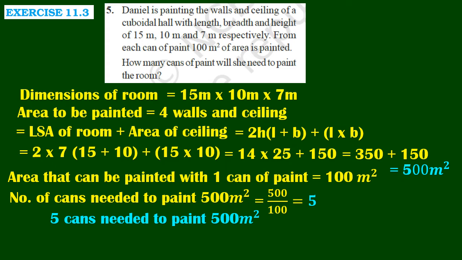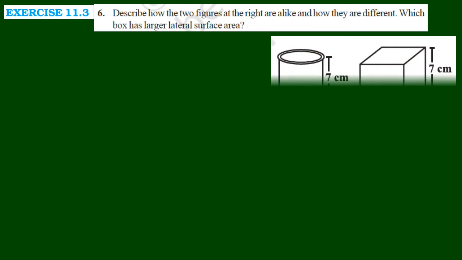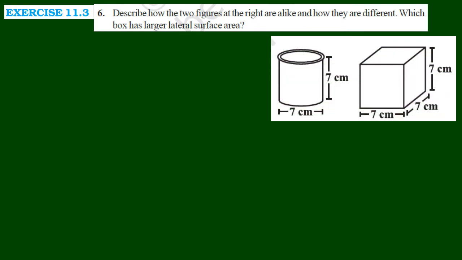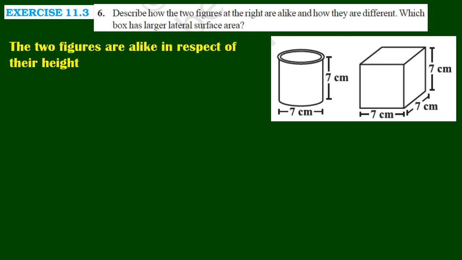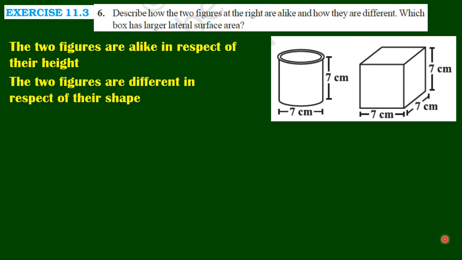Now move on to question number 6. Describe how the 2 figures at the right are alike and how they are different. Which box has larger lateral surface area? So it's very, very clear from this figure, just by observing, in what way they are alike and in what way they are different. Very, very simple, is it? The 2 figures are alike in respect of their height. Yes, both have the same height. And in what way are they different? They are of different shapes.